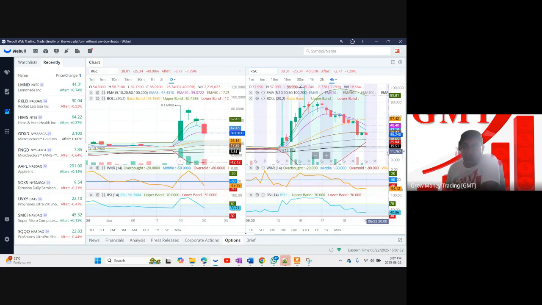In 1 or 2 sessions, it might go up again and try to hit these EMAs as the resistance, but it would be a very risky trade, and more experienced traders would be taking quick trades.